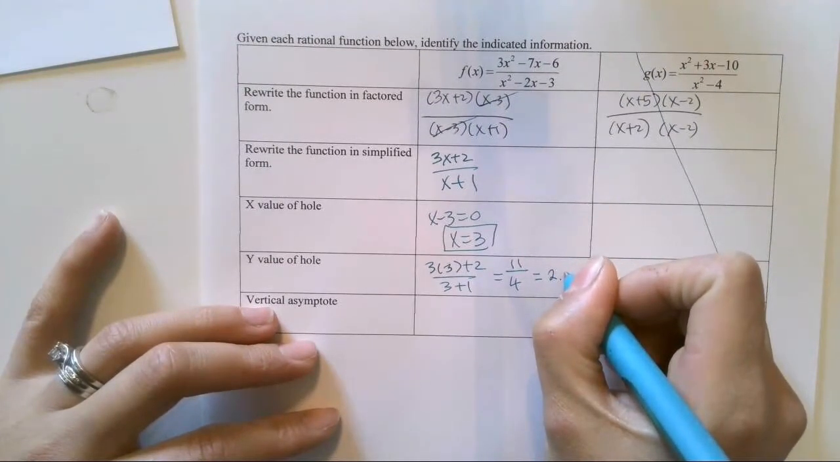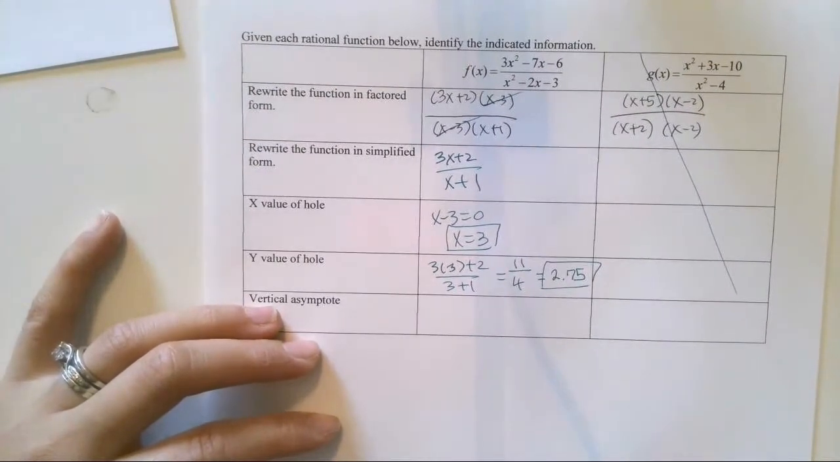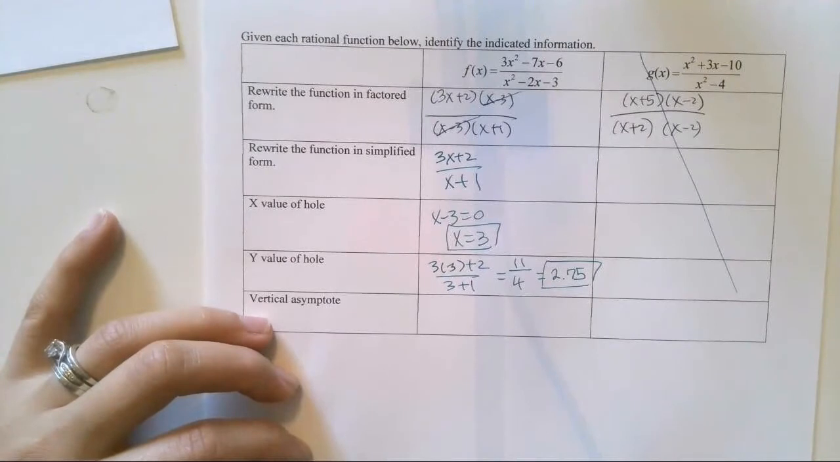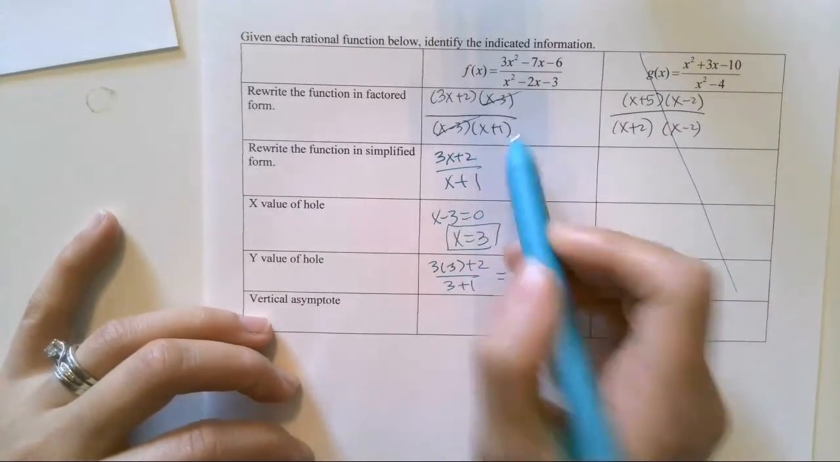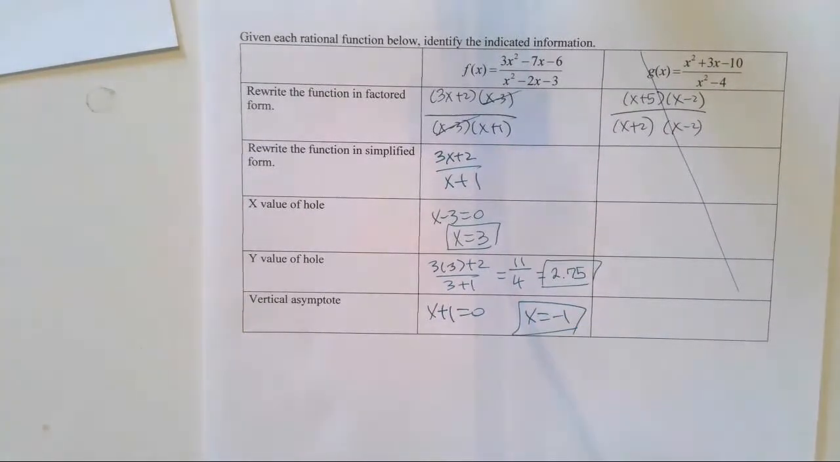Wow, I can't do math. 7.5. You can leave it as 11 over 4. Vertical asymptote, how do you do it? Non-canceling factor of the denominator. X plus 1 equal to 0. X is equal to negative 1. Perfect. We did it all.